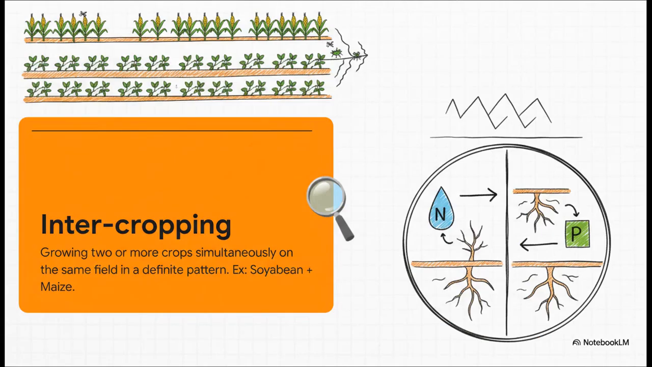Next, we have intercropping. Now, this is a little different. Here also, we grow 2 or more crops together, but in a definite pattern. For example, you might see a few rows of soybean, then a few rows of maize, and so on. This pattern helps to make sure that the nutrients in the soil are used in the best way possible.